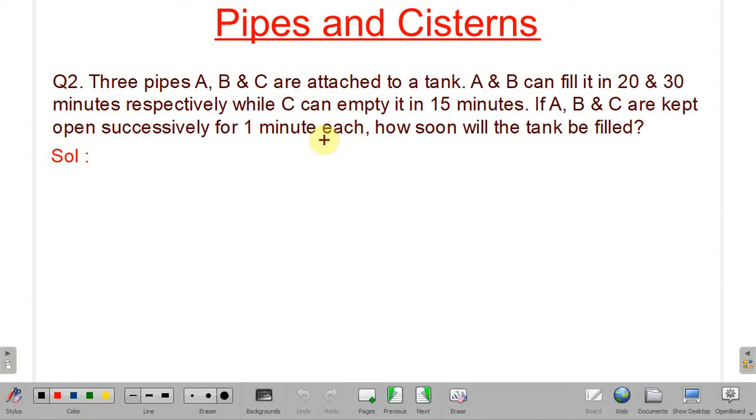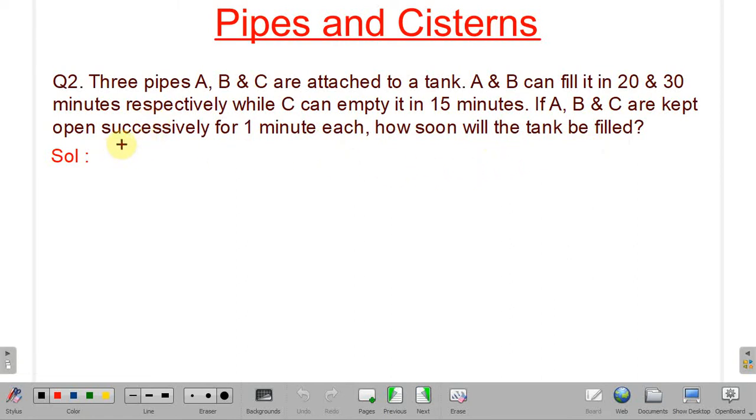open, then after one more minute, that is after second minute. After 2 minutes pipe B will be closed and C will be open, like that. Means simultaneously no pipe will work. Okay, and we have to find how soon will the tank be filled. Okay, how can we find? So this is somewhat tricky.